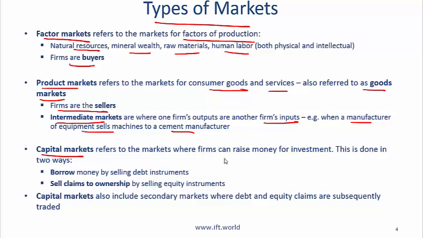This refers to markets where firms can raise money for investment. This is done in two ways. Either in the debt market, where firms borrow money by selling debt instruments, or in equity markets. Here firms sell claims to ownership, and essentially they are selling equity instruments such as stocks. Capital markets also include secondary markets where debt and equity claims are subsequently traded. This overlaps with what you've seen in equity.